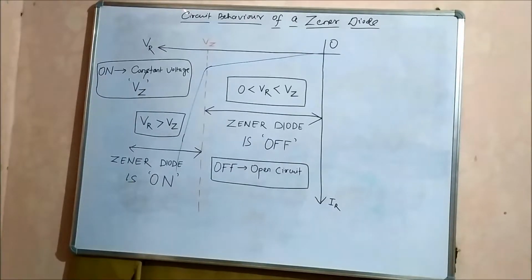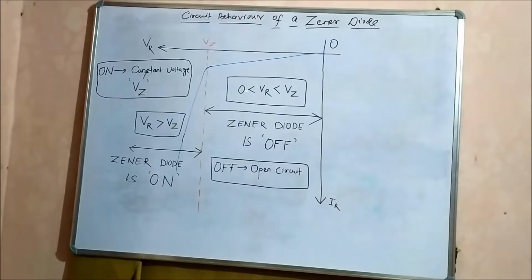So let us try to understand the circuit behavior of a Zener diode from this VI plot. As I said, when the reverse voltage is lesser than the Zener voltage, or until the Zener voltage or breakdown voltage is reached, the increase in reverse current is very less.